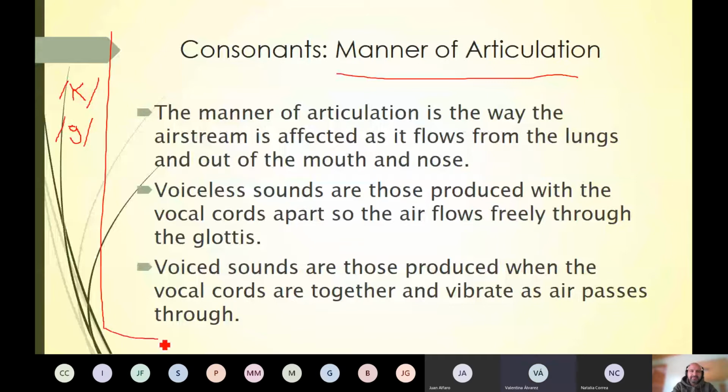Yes. The manner of articulation is the way the airstream is affected as it flows from the lungs and out of the mouth and nose. Voiceless sounds are those produced with the vocal cords apart, so the air flows freely through the glottis. Voiced sounds are those produced when the vocal cords are together and vibrate as air passes through.